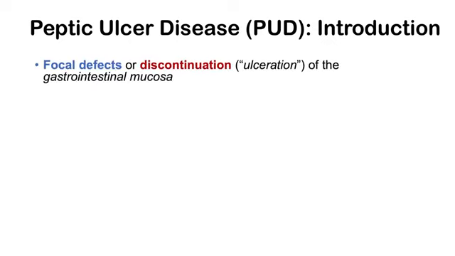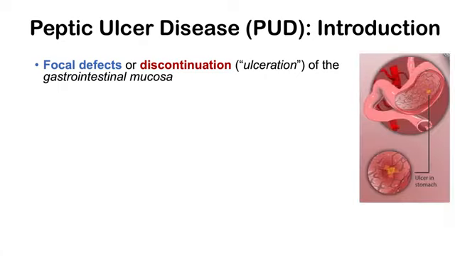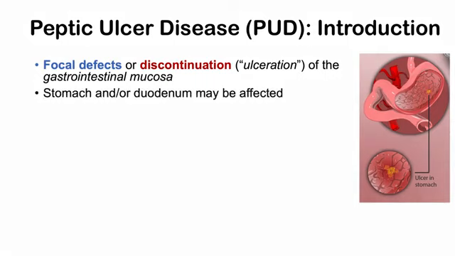Peptic ulcer disease is a disease of focal defects or discontinuation, which really means ulceration of the gastrointestinal mucosa, which is the lining of the esophagus, the stomach, and the duodenum, the first part of the small intestine. We're not going to talk about esophageal ulcers in this lesson, but we're going to talk about ulcers that affect the stomach and the duodenum, or the first part of the small intestine. So when an ulcer affects the stomach, that is a gastric ulcer, and when an ulcer affects the duodenum, that is a duodenal ulcer.